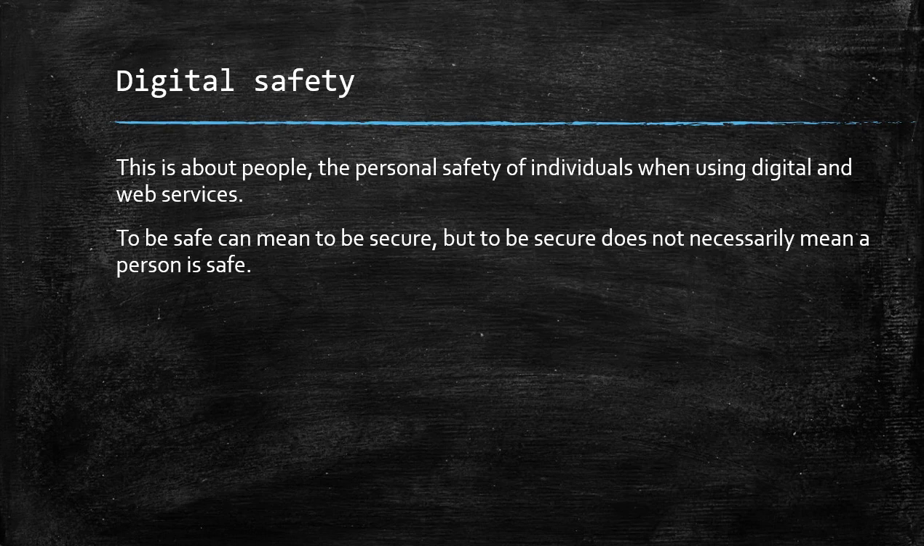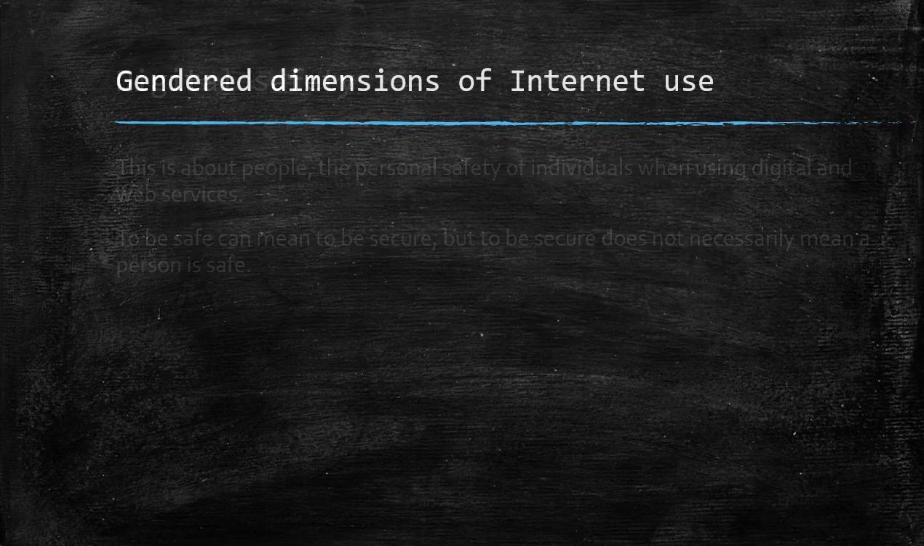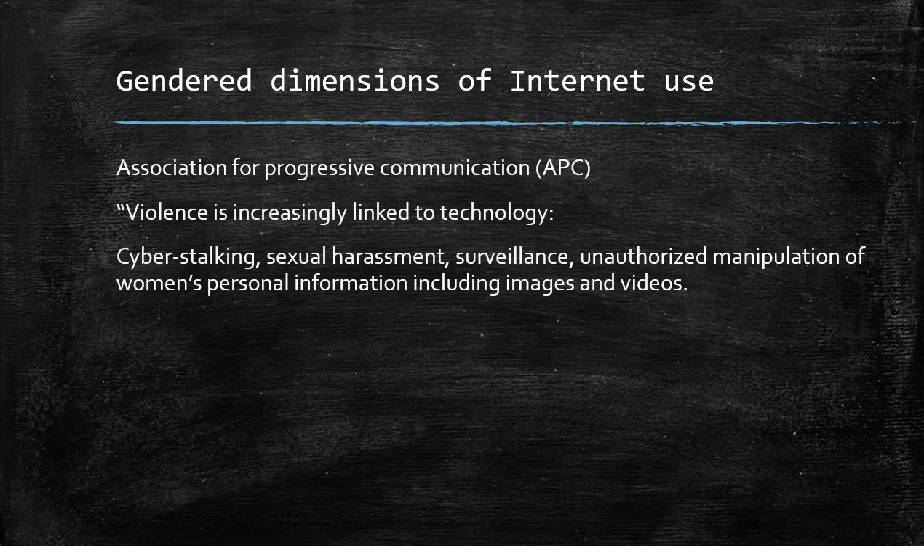Think about this. To be safe can mean to be secure, but to be secure does not necessarily mean a person is safe. You can have all your devices with the latest virus guards, but does this mean that you are safe? Just think about gender dimensions of internet usage, right? We know the internet is different depending on if you're a man, woman, or a child, because of just the kind of people you interact with online. This is something I came across.